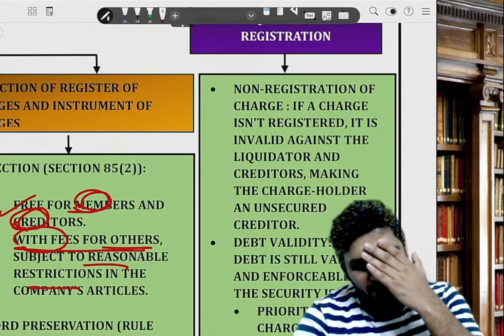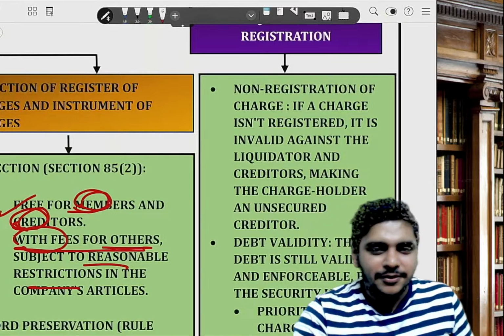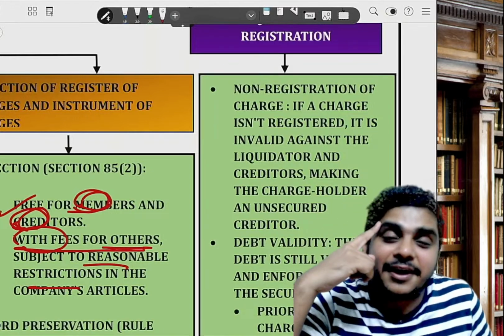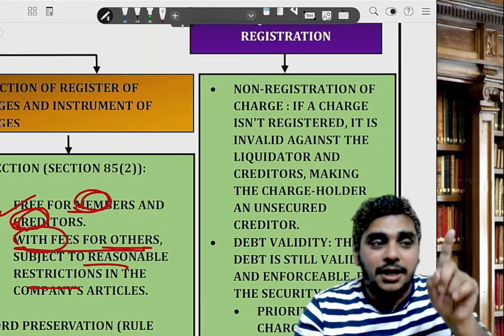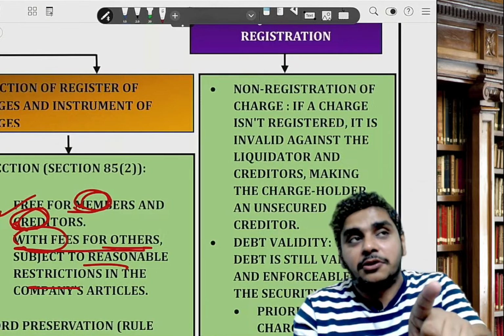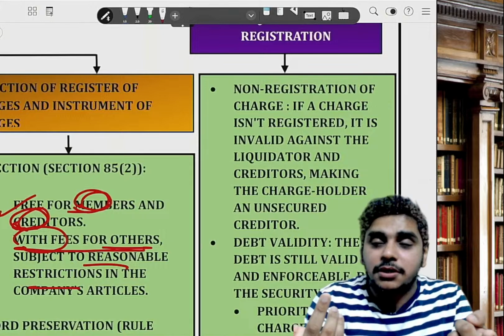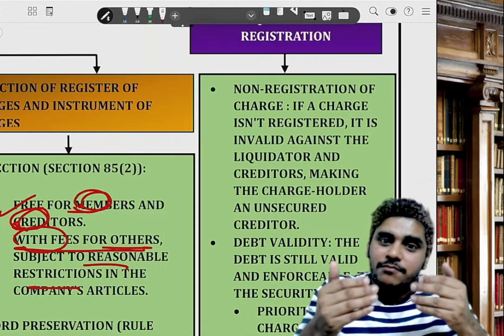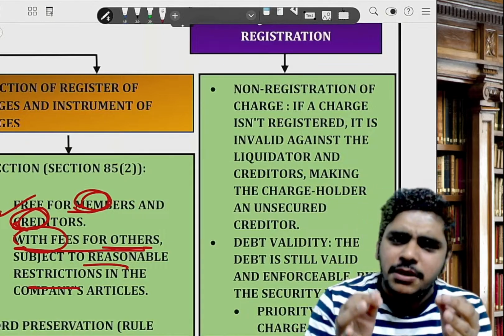The bank says, come here. Do you think we are fools? Something is written here. Charge registration is an additional requirement of the Companies Act. You have to inform the ROC. I gave you money, you gave me money only.